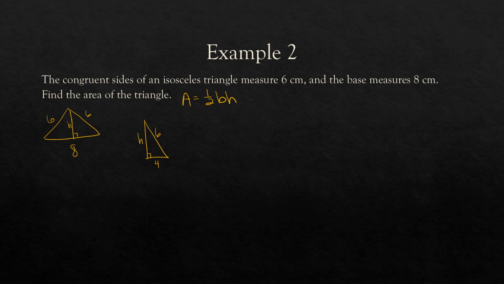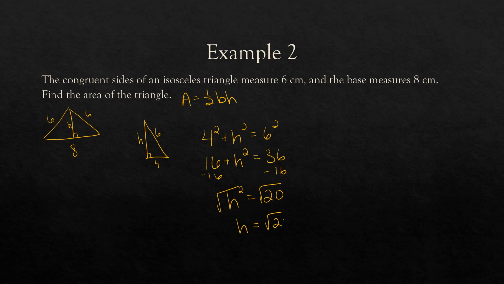So now we can use the Pythagorean theorem. 4 squared plus h squared equals 6 squared. 16 plus h squared equals 36. I'm going to subtract the 16, and I will get that h squared equals 20. To find out just h, I'm going to take the square root of both sides. h equals the square root of 20.